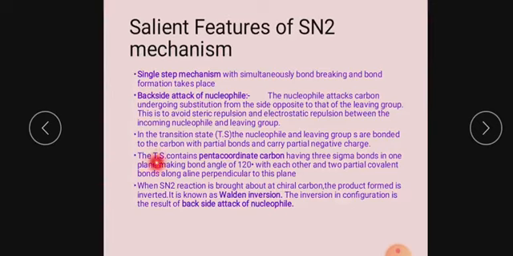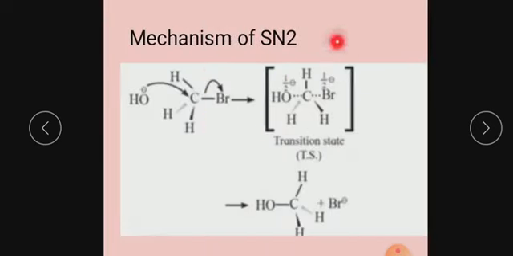Then next, the transition state contains pentacoordinated carbon having 3 sigma bonds in one plane, making a bond angle of 120 with each other, and 2 partial covalent bonds along a line perpendicular to this plane. See here, this is the transition state. In this transition state, this carbon forms a 5 coordinated compound, 1, 2, 3, 4 and 5. In this carbon, these 3 hydrogens are like a fan.